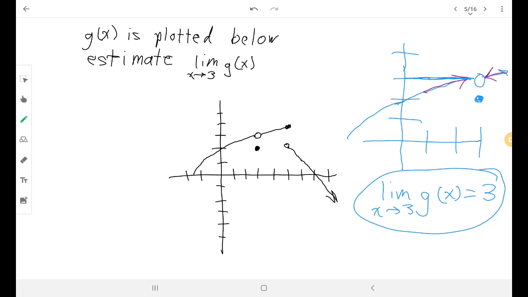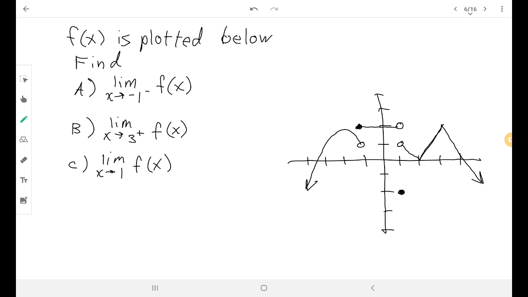And that's all you can say for these tables and graphs and things until you get doing this with algebra. And we'll get there. Okay? So I'll give you a moment to look at that. And let's move on to the next problem.